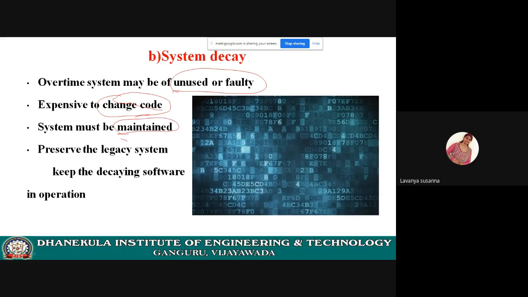Next, you must preserve legacy systems. Legacy means old systems. Why do you need to preserve the old systems? Because to keep the decaying software in operation. Already I have said what is decaying software. If you want the old systems to work in present technologies or the present environment, you must maintain the legacy system, or you must preserve the old system, okay? This is the system decay.